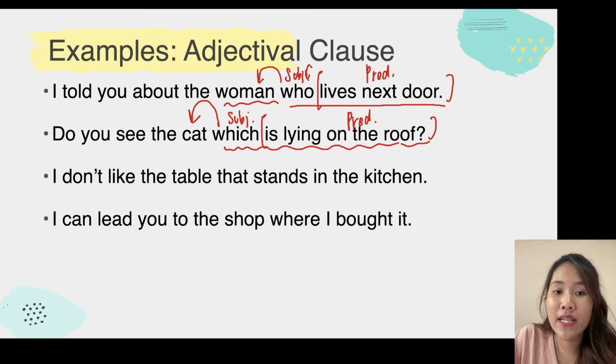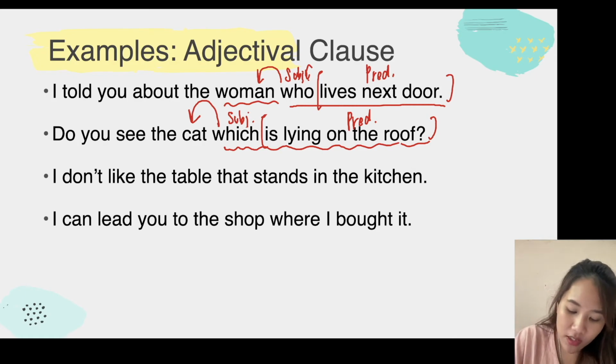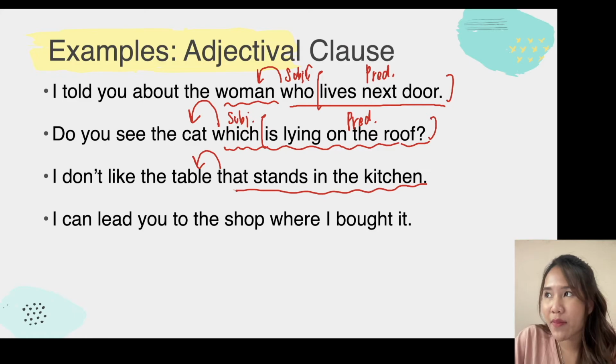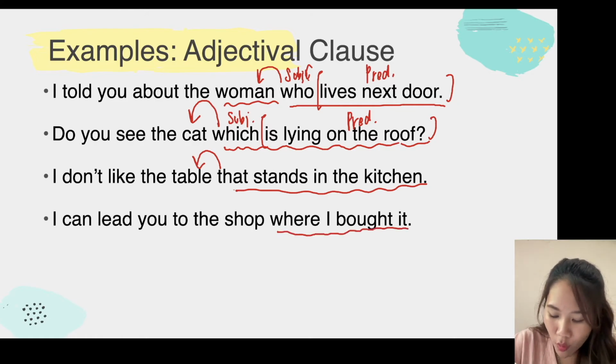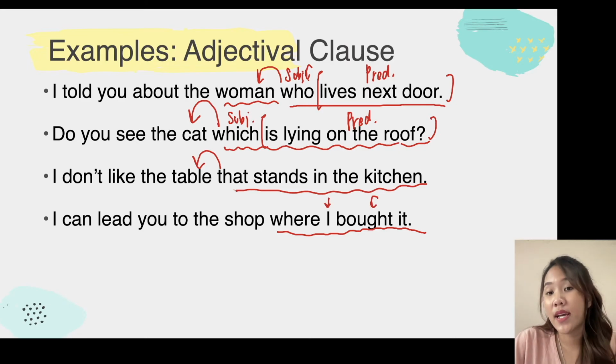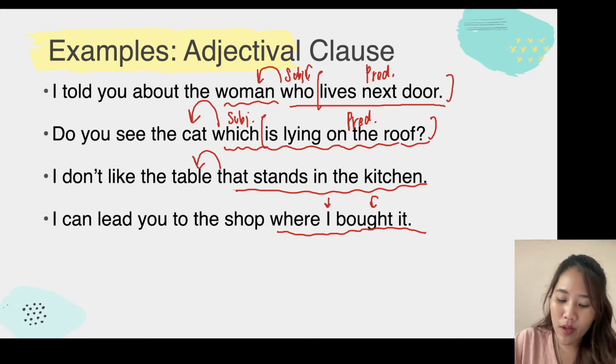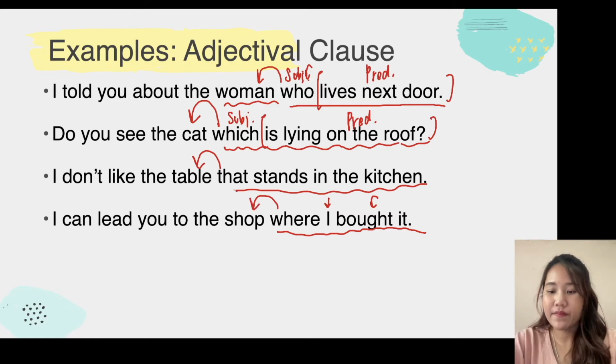And also, I don't like the table that stands in the kitchen. So that stands in the kitchen is an adjectival clause since it modifies table. What kind of table? Oh, the table that stands in the kitchen. And the last one, I can link you to the shop where I bought it. So where I bought it, we have subject I and we have the predicate part bought it. So where I bought it modifies shop. Which shop? Oh, the shop where I bought it.